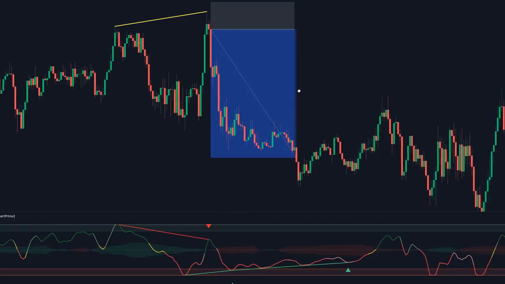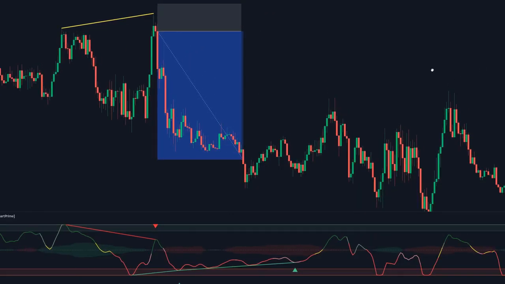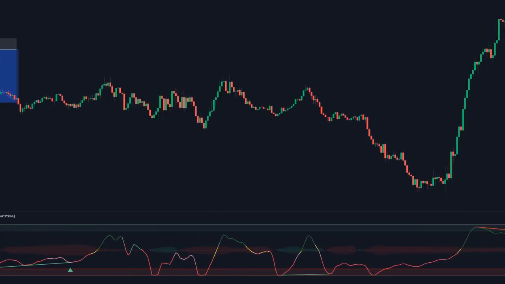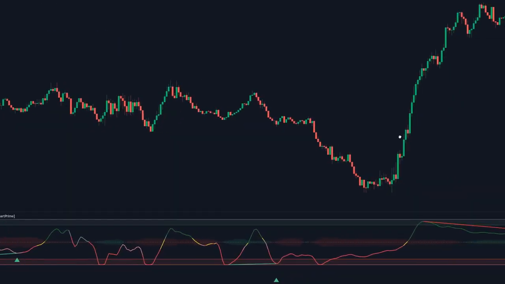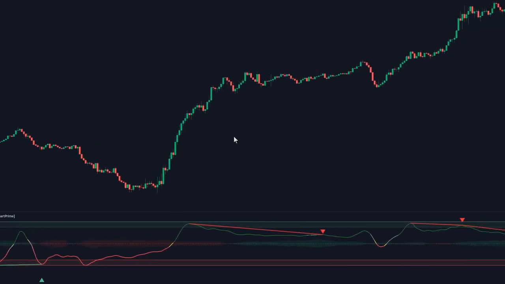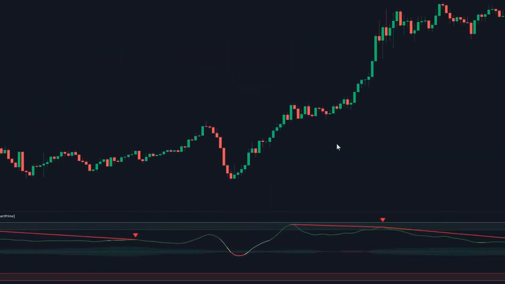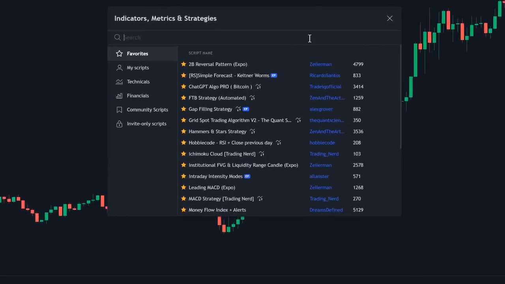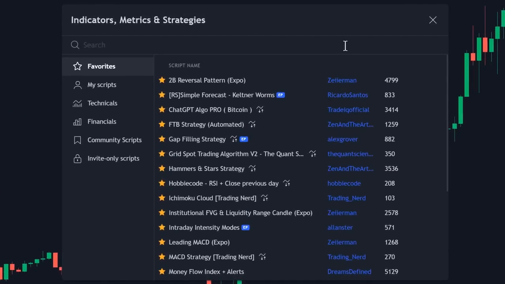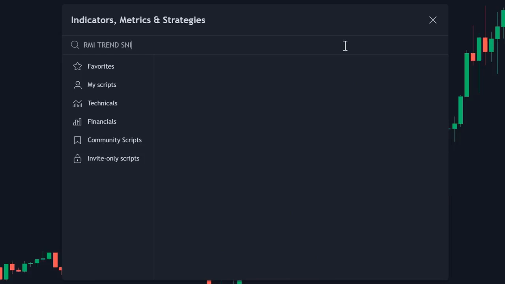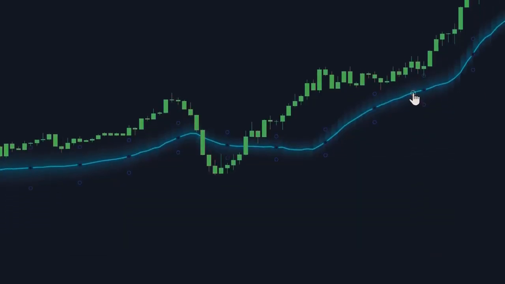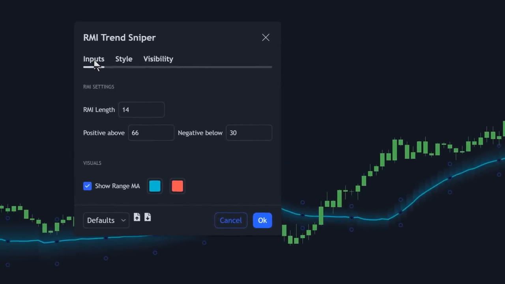Now, in order to craft our strategy around this indicator, we're going to use it to identify bullish and bearish trends and to take trades based on pullbacks that happen within those trends. In order to do that, we need to add one more indicator to the chart. On the indicator search tab, type in RMI Trend Sniper. Select this one by TZAC88. Then double-click on it to access the settings. Then on the Inputs tab, change the RMI length to 10 and the positive volume to 70.